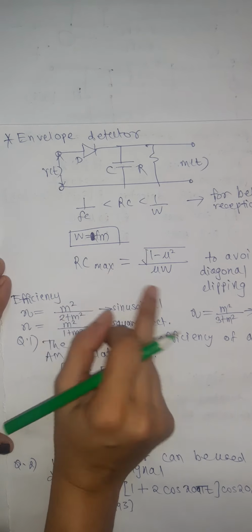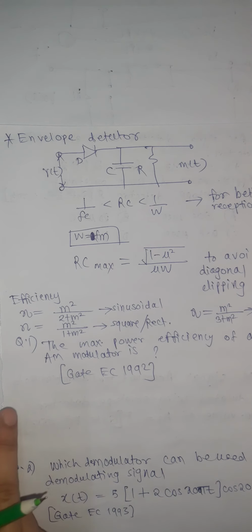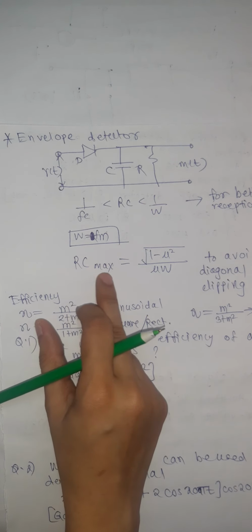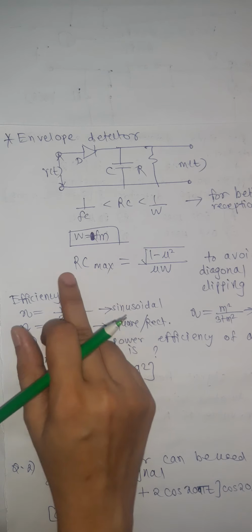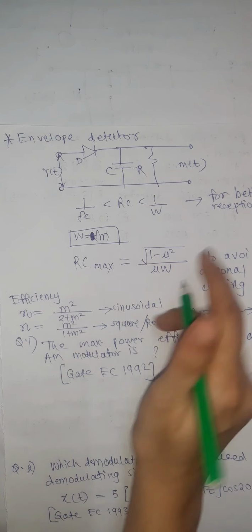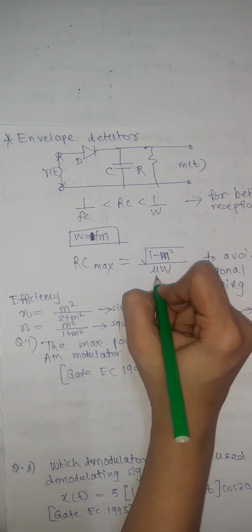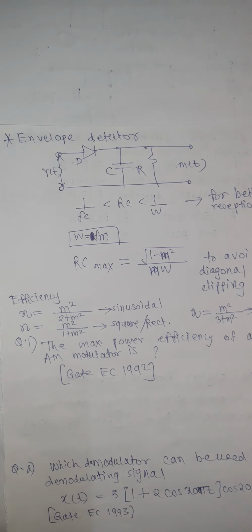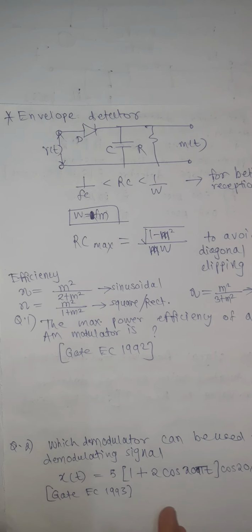RC max, to avoid diagonal clipping, we will use this formula. RC max, that is maximum value of time constant, is square root of (1 - m²) divided by (m times W), where m is modulation index, to avoid diagonal clipping.